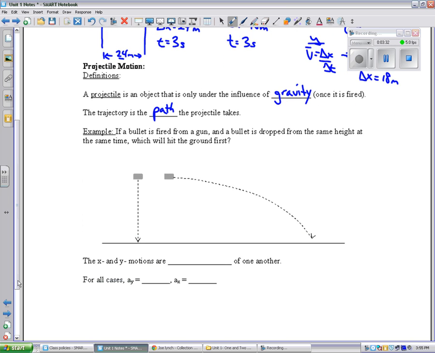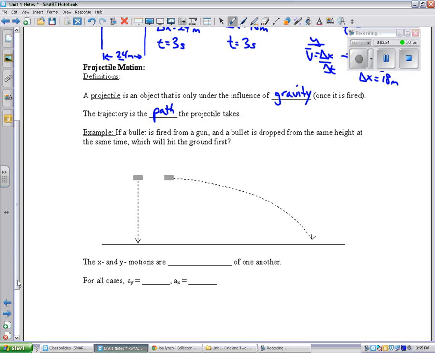Here's an example. If a bullet is fired from a gun and a bullet is dropped from the same height at the same time, which will hit the ground first? It turns out that if we ignore air friction, and even if there is air friction, this is pretty much true, they hit at the same time. I'm going to show you that in class. I have a little demo for that. But they're going to hit at the same time.